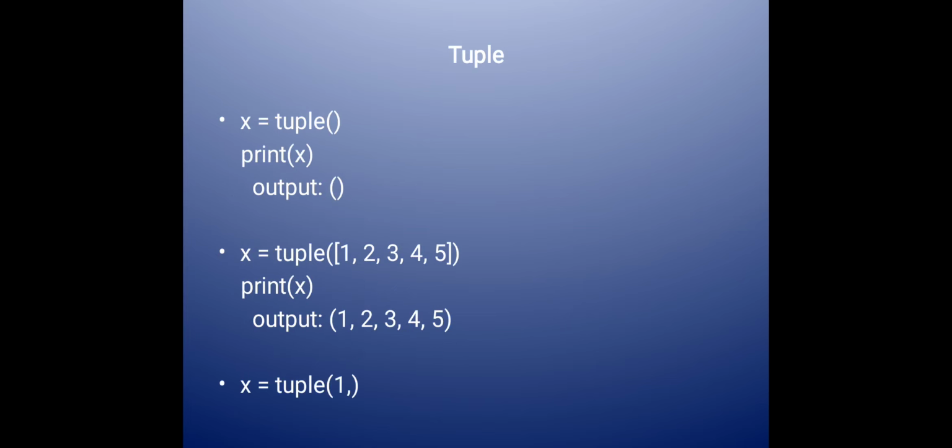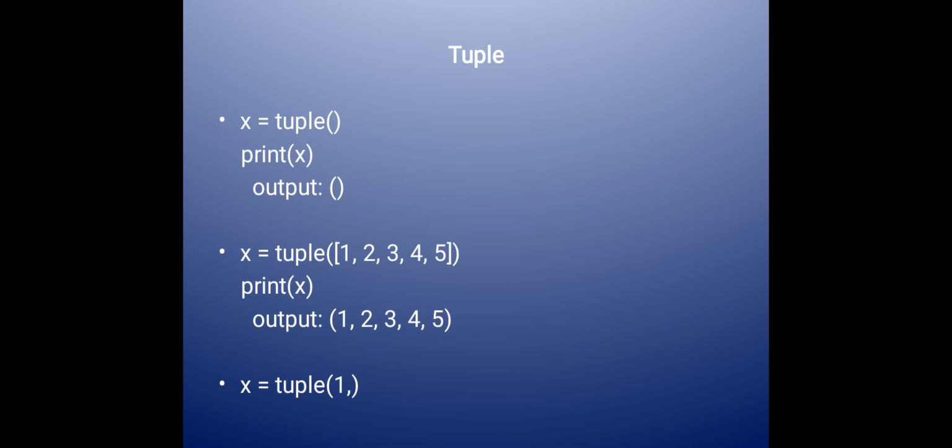Another way of declaration is x is equal to tuple of empty brackets. That means it does not have any elements, just a pair of brackets. So here the tuple is acting like a constructor. Then while printing x, the output will be an empty tuple. That means it won't contain any elements.